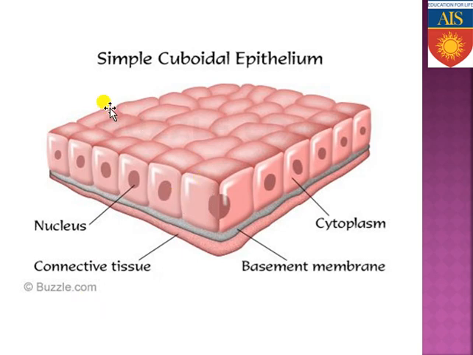This is the structure of the simple cuboidal epithelium. You can see these are the cuboidal epithelial cells, and the nuclei are quite large and located centrally. Just below the cuboidal epithelial cells there is a presence of basement membrane also. So this is overall the structure of the simple cuboidal epithelium.